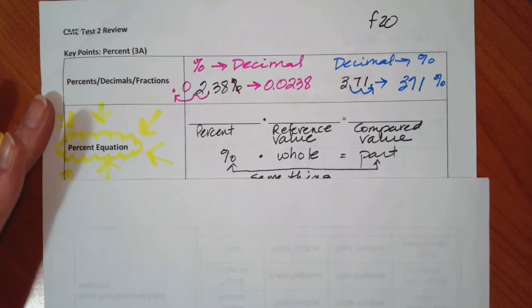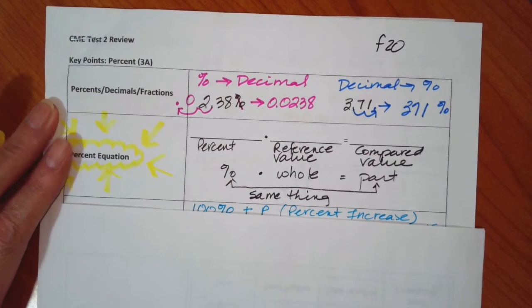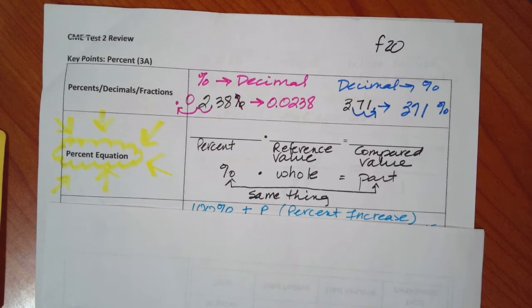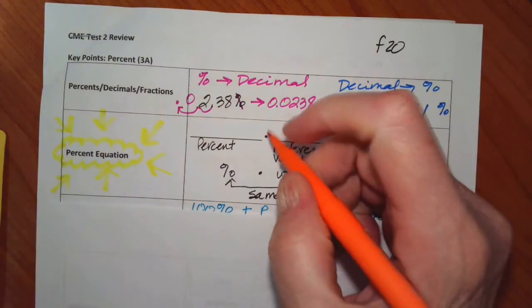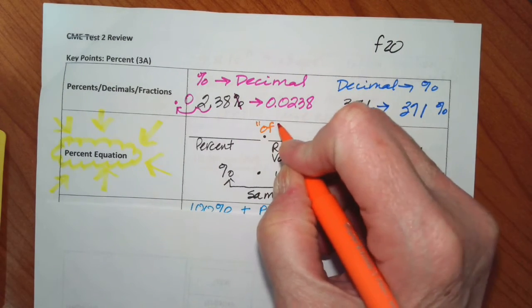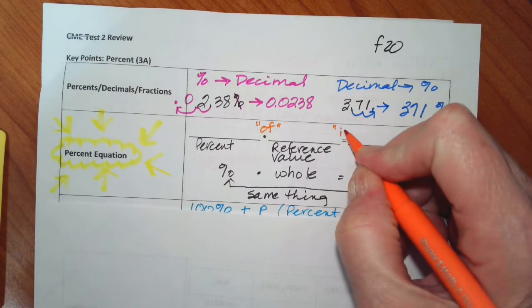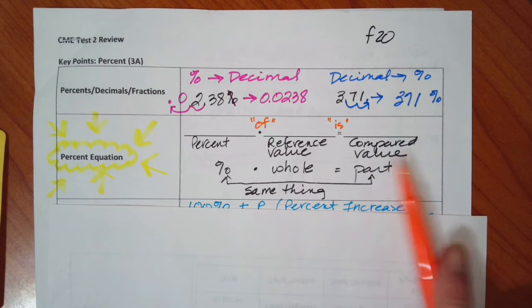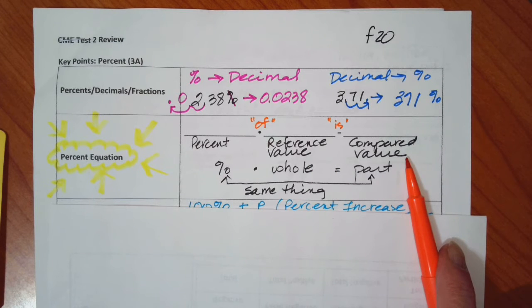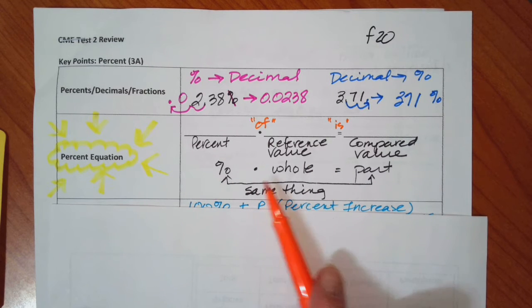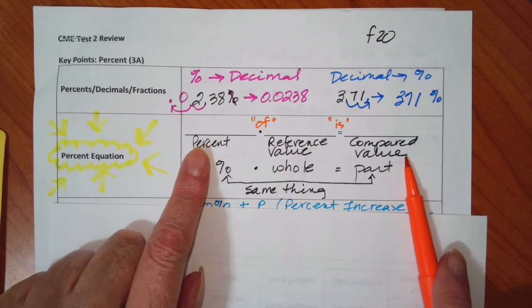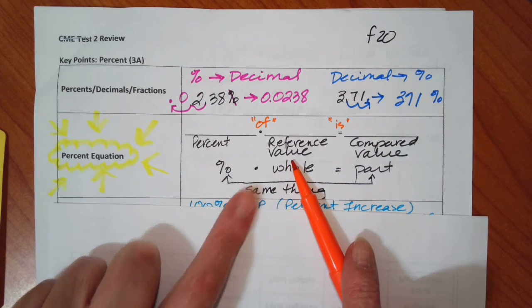Okay, so the percent equation, and you need to know this: the percent times the reference value equals the compared value. And remember that multiplication is the word "of," equals is "is." So percent times reference value is compared value. Or you can say percent of the whole is the part. Okay, same thing. And remember that the percent and the compared value deal with the same thing, and then the reference value stands alone in the middle.